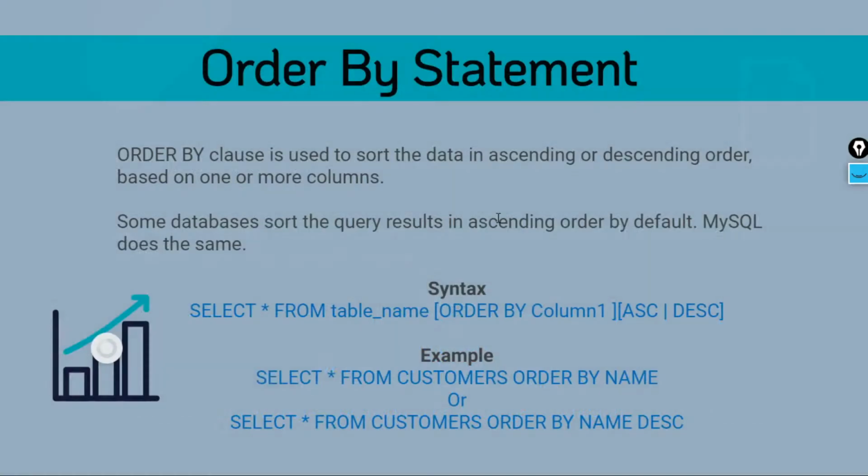Next is the order by statement. An order by clause is used to sort the data in ascending or descending order based on one or more columns. Some databases sort the query results in ascending order by default, and MySQL does the same. So the order by statement is simply a sorting statement. If I want to sort the data in ascending or descending order, I can easily do it with the help of order by. Now let's see how order by works with an example.